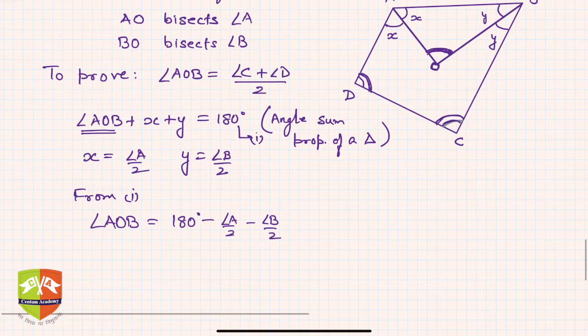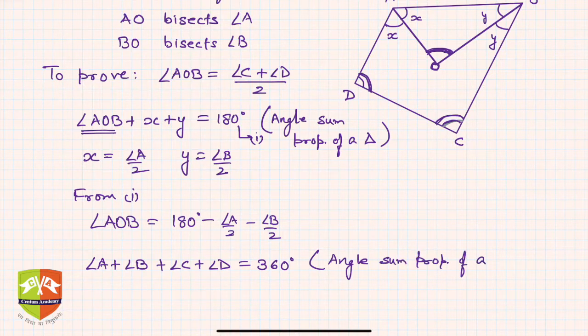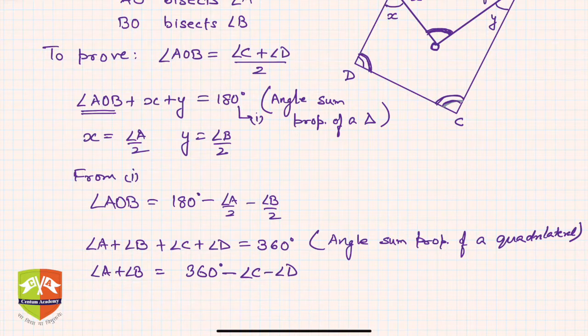Okay, very good. Now another relationship with A, B, C, and D, what do we know? Angle A plus angle B plus angle C plus angle D is equal to 360 degrees. This is the angle sum property of a quadrilateral. This is what we know already. That means I can say angle A plus angle B is equal to 360 degrees minus angle C minus angle D. I took angle C and D on the other side.